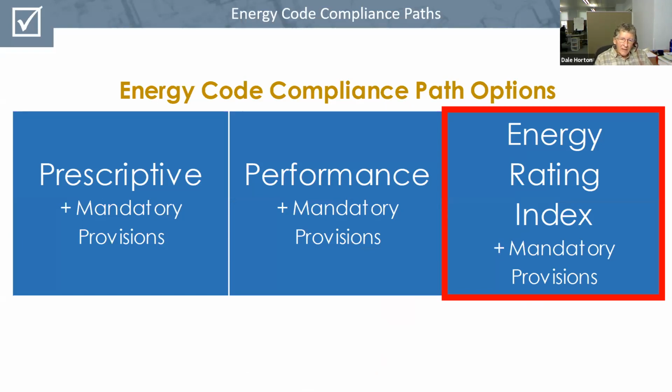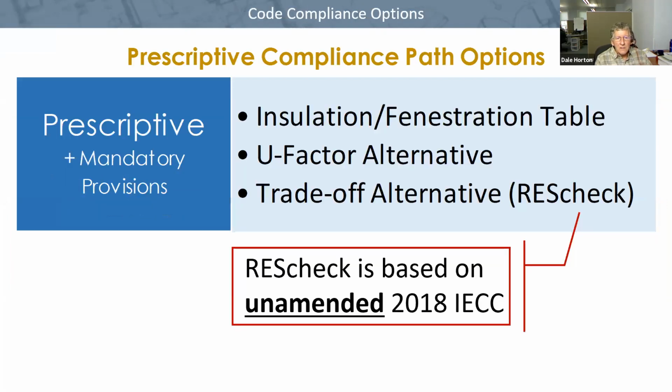So the Energy Code has a number of compliance options or compliance approaches. Sometimes we call them compliance paths. There's a prescriptive path, which is by far the most common. There's a performance path, which has been in the code for years now. And then in the 2015 and 2018, there's a new path called the Energy Rating Index. The key thing with all these compliance paths is there's a set of mandatory provisions that have to be complied with regardless of the compliance path that's selected.